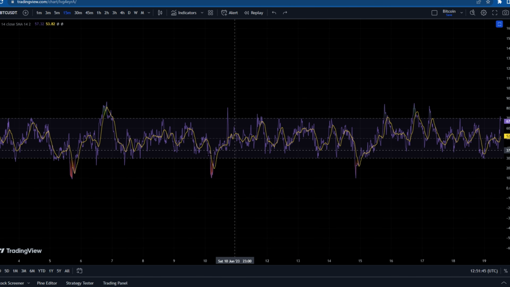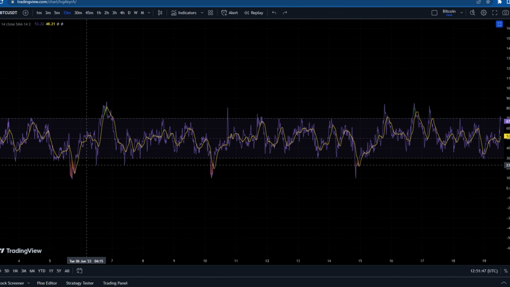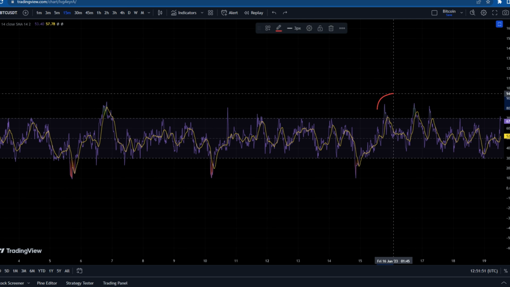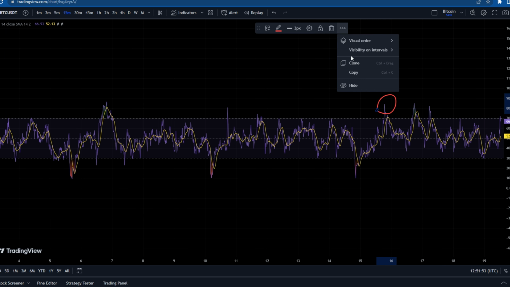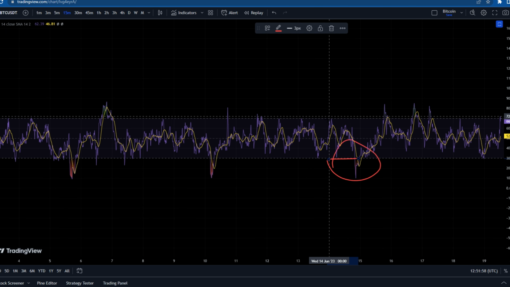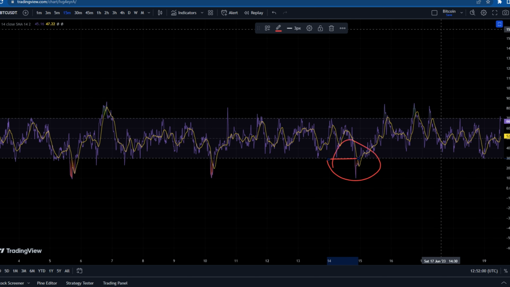The second thing is the yellow line. The yellow line, if I'm not mistaken, is an EMA, but we don't really have to pay attention to it. We just need to pay attention to the purple line. The purple line is what matters. Whenever we deviate outside of this 70 and 30 range, that is when we need to pay attention to the price.